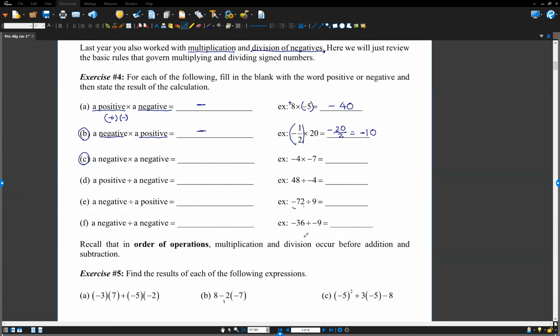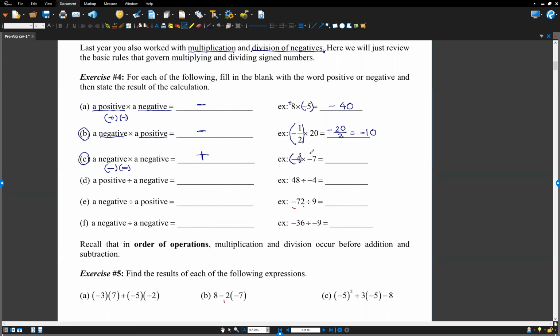Louis, are you there? Yes, I am there. Okay, good. Negative times negative will be? I think positive. Yeah, that is a positive, right? Always the same sign, product is a positive. So we have one example.